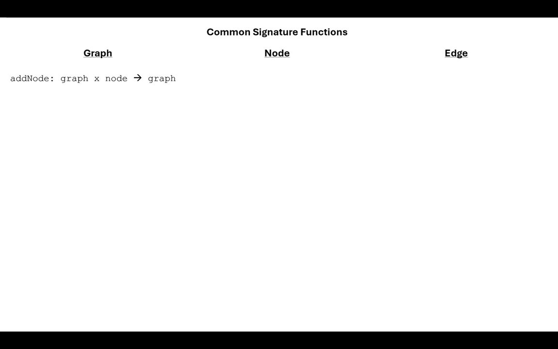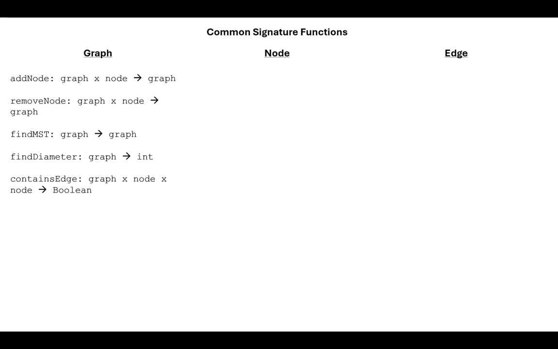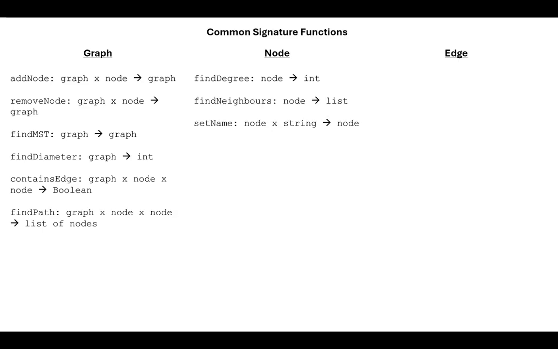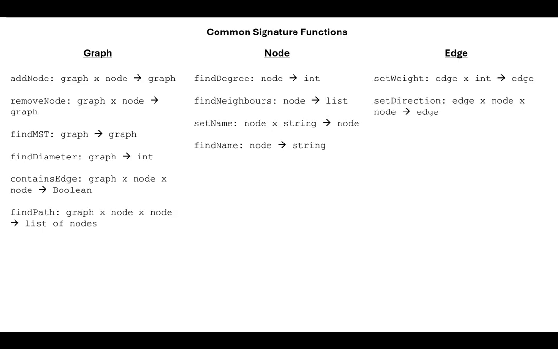Like our previous ADTs, graph ADTs have associated signatures. All of the same principles apply. We specify the inputs and outputs using basic types and not the actual names of things. Pause the video and have a read to see if you can work out what they do.